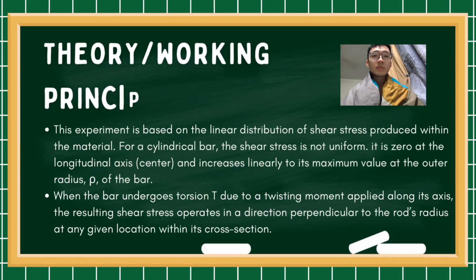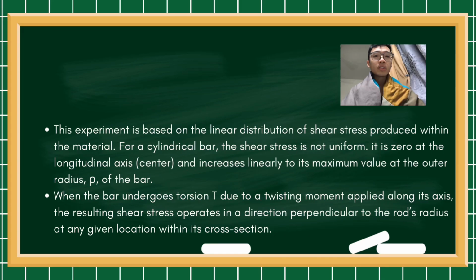For our theoretical part, the experiment is based on the linear distribution of the shear strain produced in the material. The shear strain is not uniform in the cylindrical bar. It is zero at the longitudinal axis, which is the center, and increases linearly until its maximum value at the outer radius, called rho, of the bar. When the bar undergoes torsion, T, due to the twisting moment applied along its axis, the resulting shear strain operates in the direction perpendicular to the radius at any given location in the cross section.